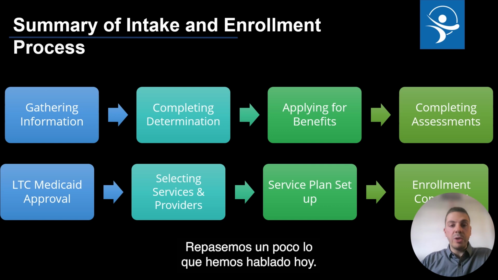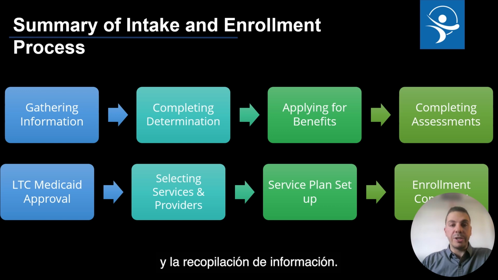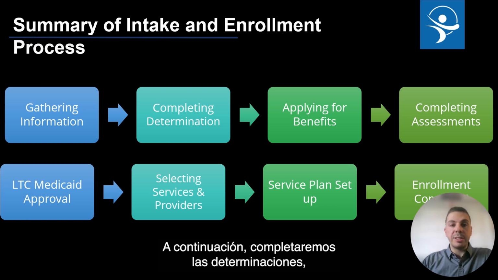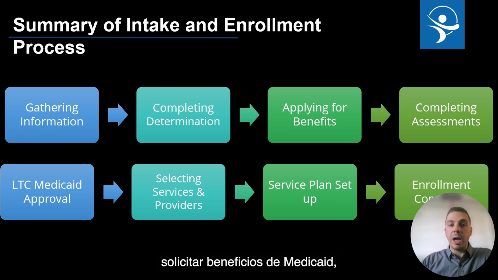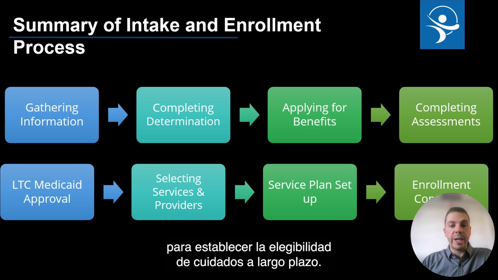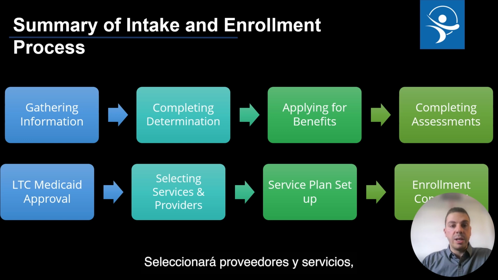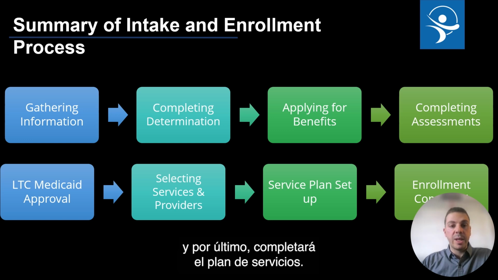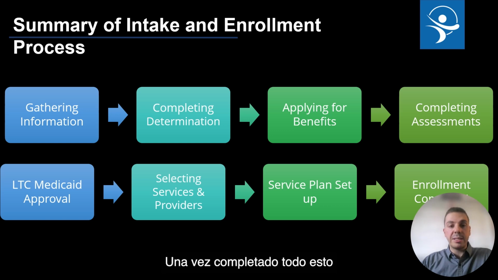Let's review a little bit about what we talked about today. The first step in this whole process is initial outreach and gathering information. Next, we will complete determinations, apply for Medicaid benefits, and complete assessments including the 100.2 to establish long-term care eligibility. You'll select providers and services, and then finally you'll complete the service plan. Once all of this has been completed, your enrollment is complete and you will move on to an active case manager.